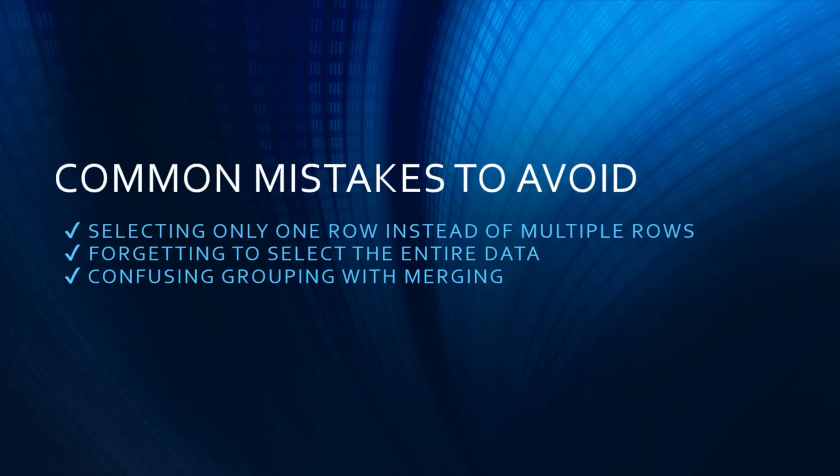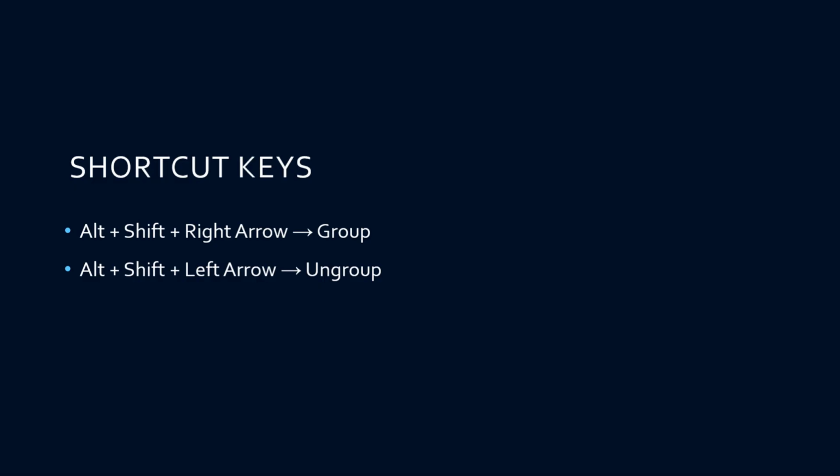What are the common mistakes to avoid? Selecting only one row instead of multiple rows, forgetting to select the entire data, confusing grouping with merging. Grouping hides data temporarily, merging combines cells permanently. They're not the same thing.